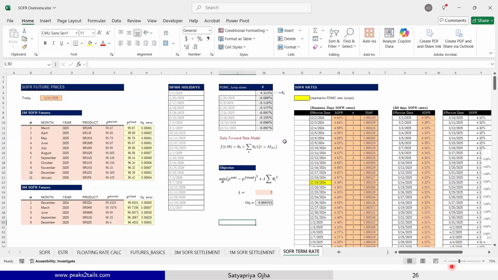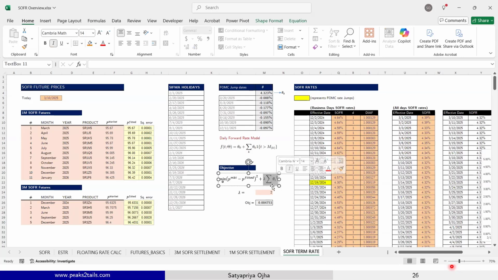So that's it. One consideration I wanted to make is that we add a regularization parameter when you minimize the sum of squared error between the market price and the fitted price coming from our model. There is a regularization parameter we add so as not to... Okay, let me explain this particular structure.